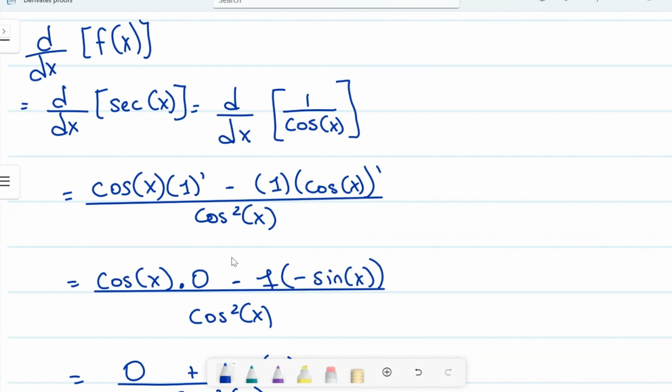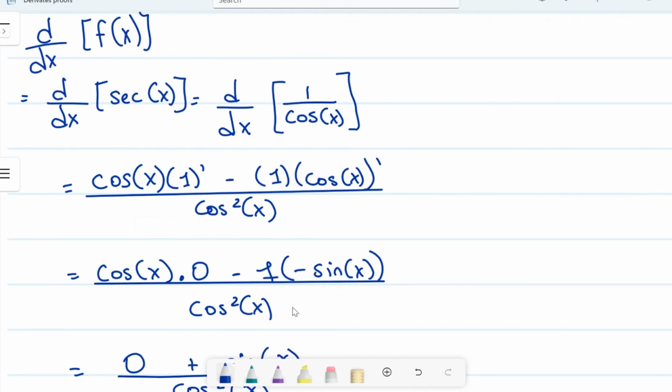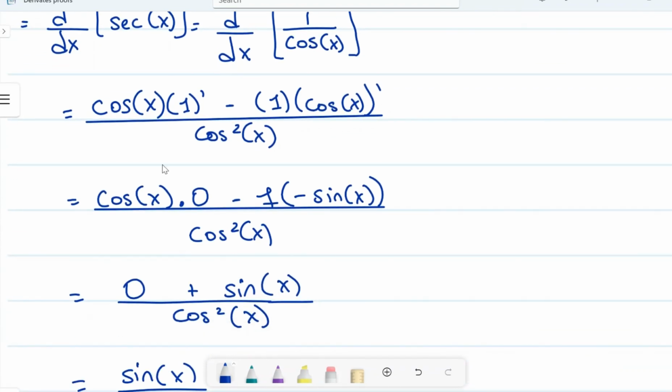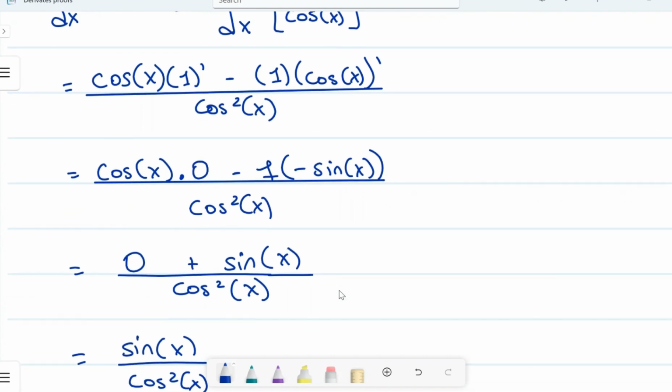So this becomes cos of x times the derivative of 1, so times 0, because 1 is a constant, minus 1 times the derivative of cos of x. The derivative of cos of x is negative sine of x, and we keep the denominator the same. So 0 times cos of x is 0. Negative 1 times negative sine of x is positive sine of x, all divided by cos squared of x.